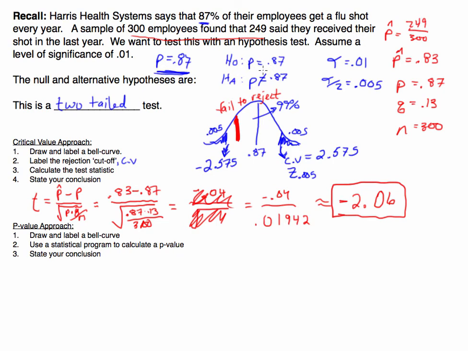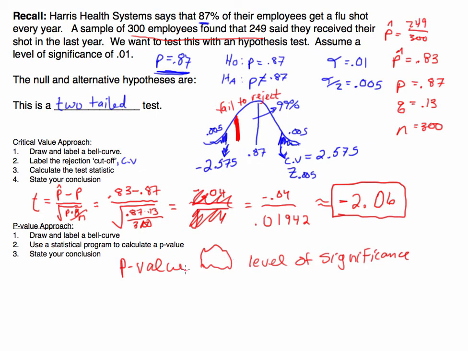The final thing I'm going to do here is calculate the p-value. After calculating it, I better get a value greater than 0.01, right? Remember, we calculate the p-value and then compare it to the level of significance. If our p-value is less than our level of significance, then we reject. If it's greater than, then we fail to reject.